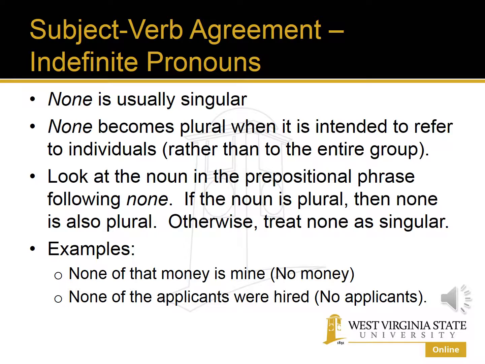Now the thing is, none is usually singular. It becomes plural when it is intended to refer to individuals rather than to the entire group. So if we look at the noun in the prepositional phrase that follows none, we usually can get a hint. If the noun is plural, then none is also plural. Otherwise, we should treat none as singular.